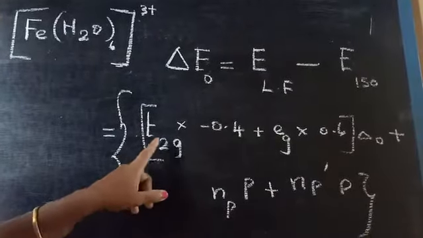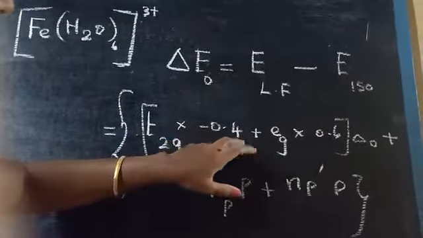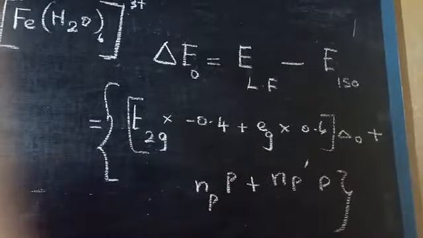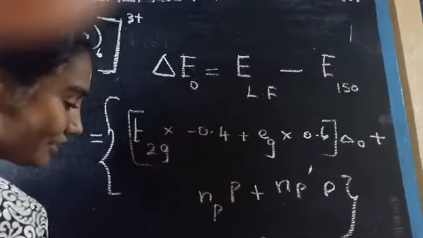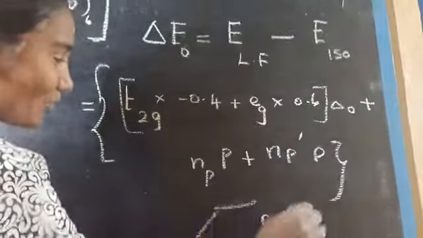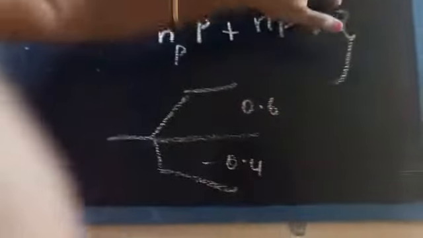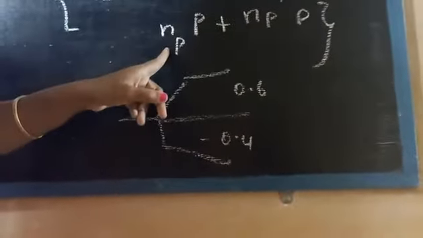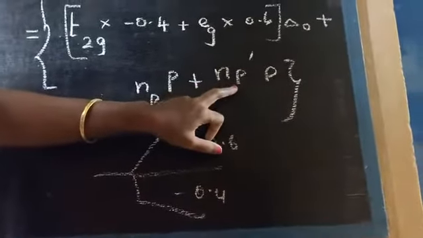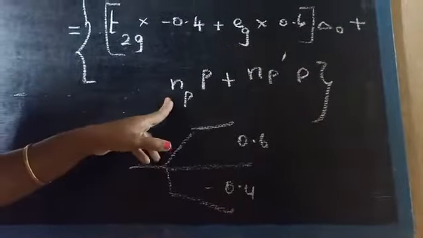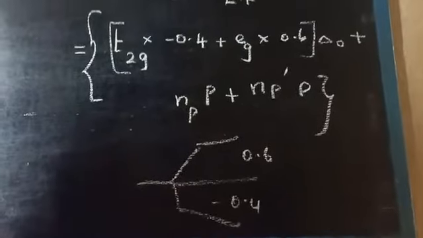Children, once again, t2g: the number of electrons in t2g into minus 0.4. For this session and from the beginning, I am representing it in this diagram: here minus 0.4, here 0.6. So t2g minus 0.4, eg 0.6, delta o, plus n_P, the number of electron pairs. The same way for this one also, the number of electron pairs. This one is denoted as the ligand field, and this one as the isotropic field or barycenter.